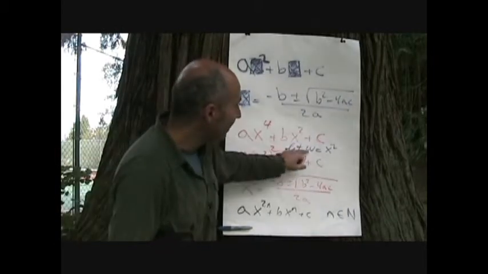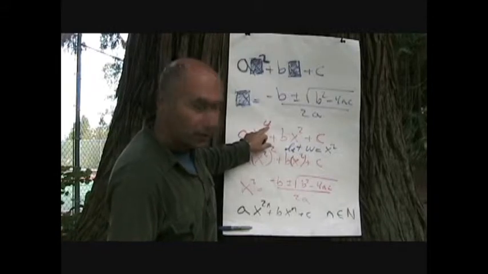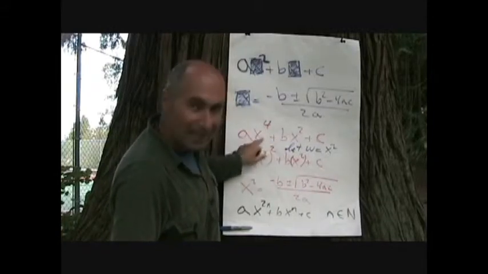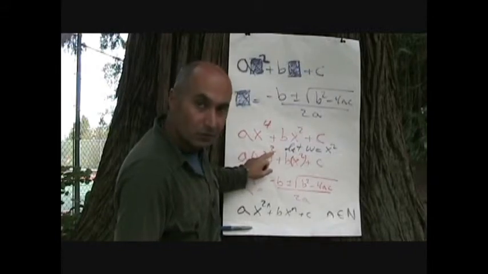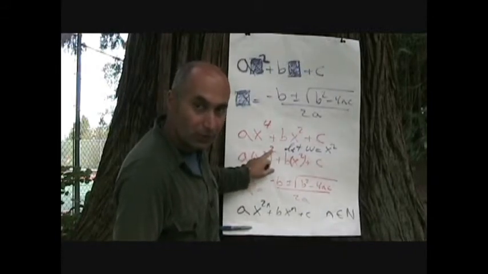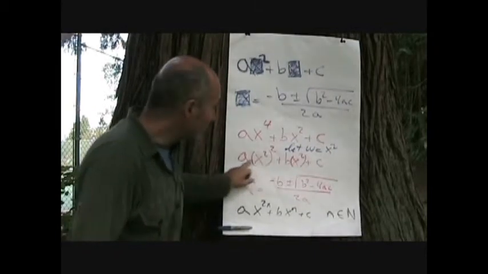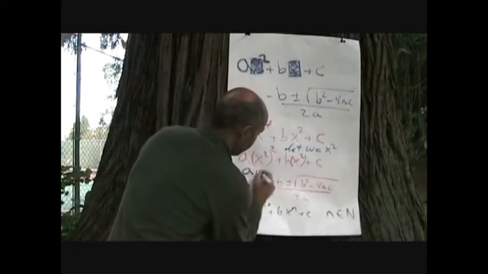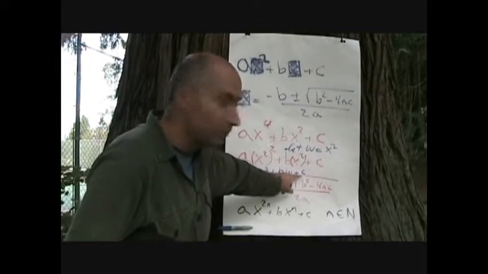So as soon as we say let w equal x squared, well, if this is x to the power of 4, x to the power of 4 is x squared squared. X to the power of 2 to the power of 2, right? But we just said let w equal x squared. So we can write this equation as a w squared plus bw plus c.